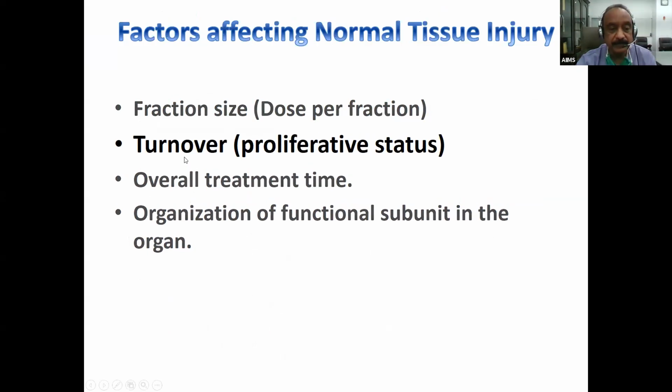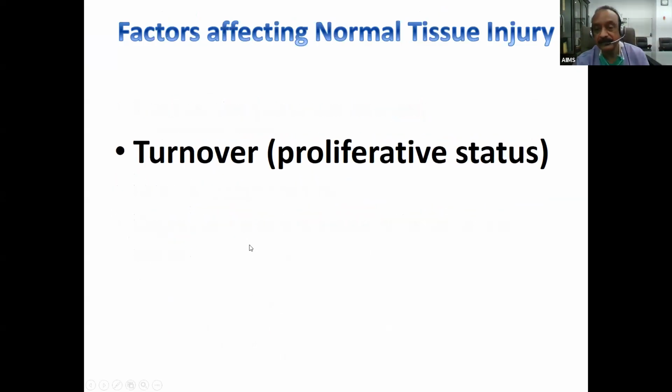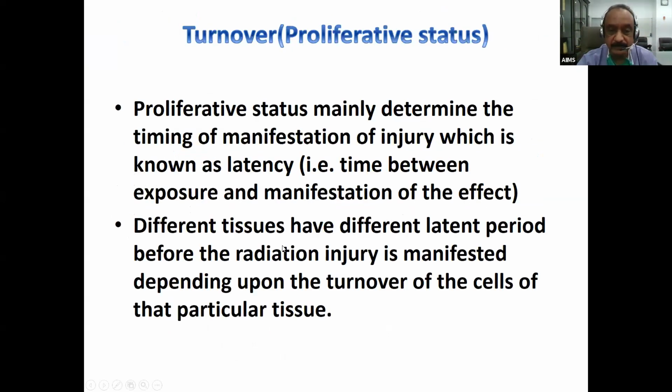Second factor on which the normal tissue injury will depend is the turnover or proliferative status. Now, what is proliferative status or the turnover? It basically determines the timing of manifestation of radiation injury, and this is also known as latency, which means the time period between the exposure and manifestation of the effect. Because we know that if any organ is exposed today, immediately it does not lead to clinical manifestation. It will take some days for clinical manifestation to occur.